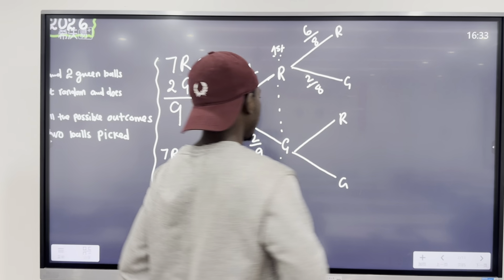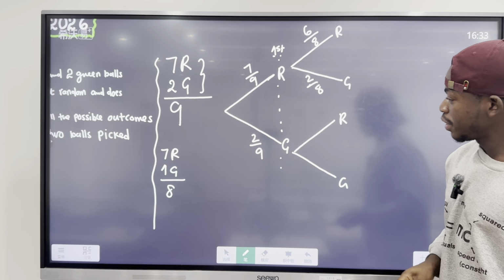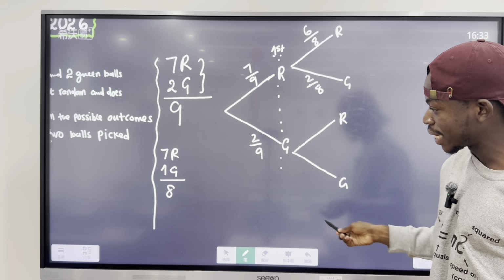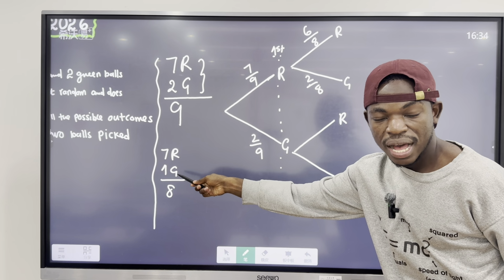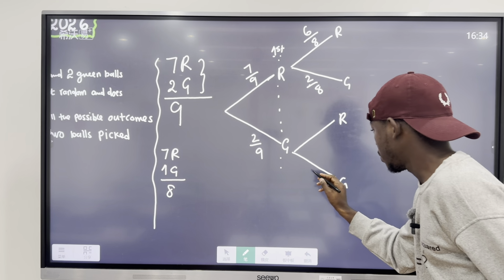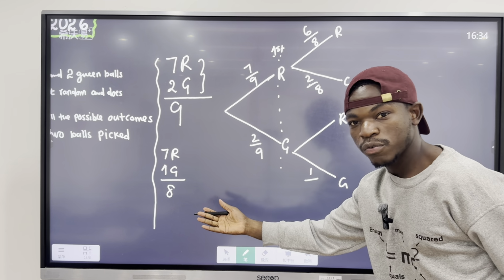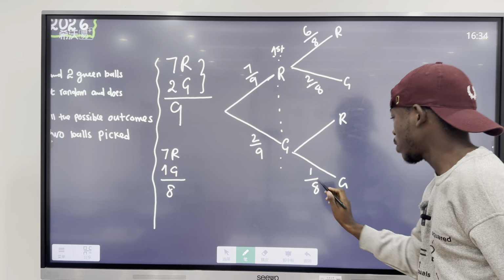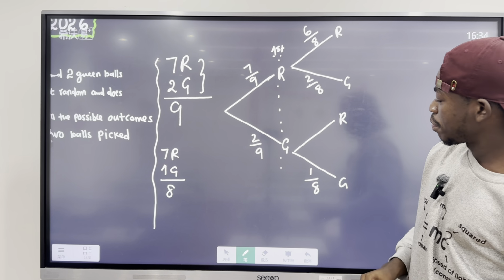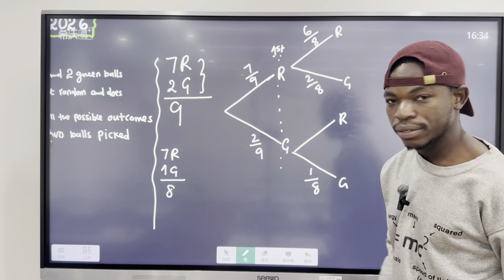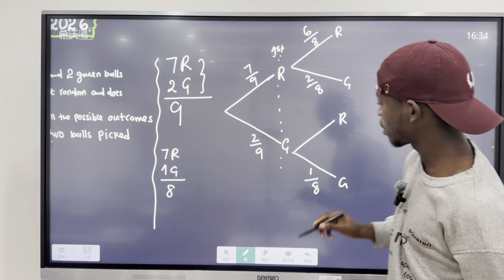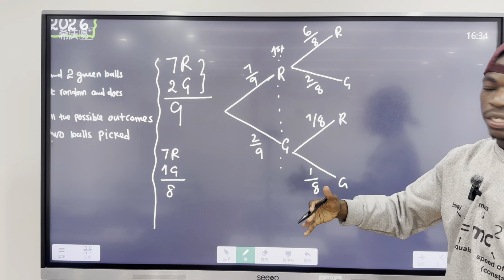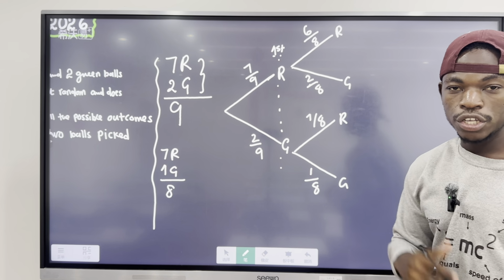Now, what will be the new probabilities here? What is the probability that we are going to pick green again? How many green balls are left in the bag? 1. So it will be 1 out of the total number of balls in the bag, which is 8. So 1 over 8. Then what is the probability that you're going to pick red? The total number of red balls in the bag, 7 out of 8. So this concludes all the routes, and this is how you draw a tree diagram.